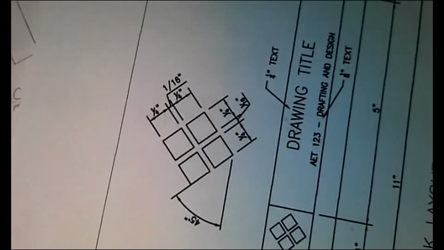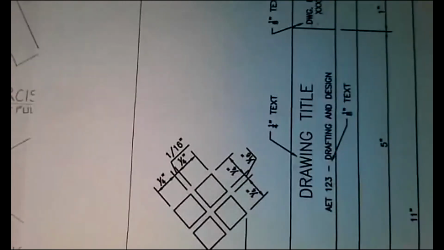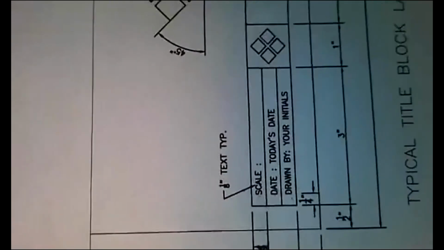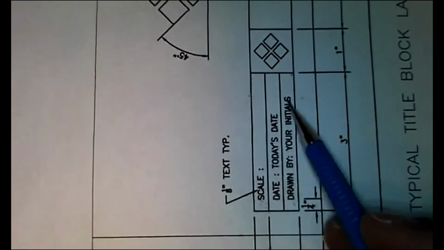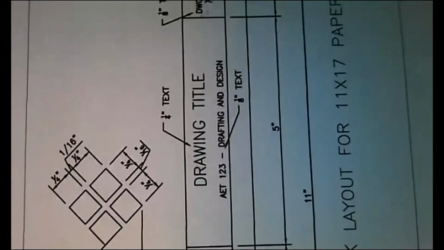Let's go to the title block. Okay. So you've told me that from here to here is 1 inch on your title block, right? In other words, the width of the title block is 1 inch, right? Yes. Okay, cool. Now, here's what you have to do.